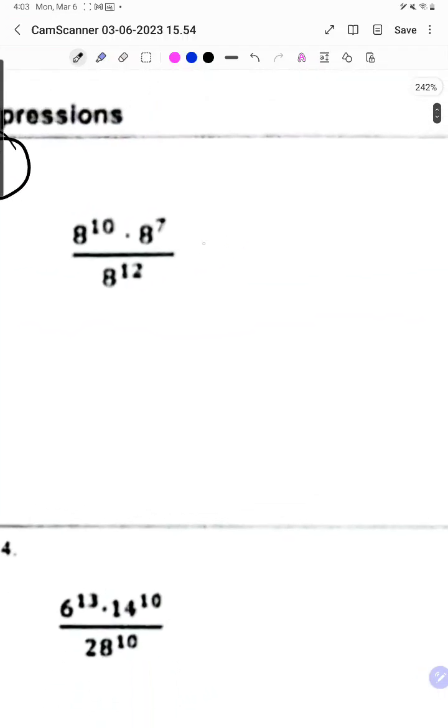Okay, so we have 8 to the 10th times 8 to the 7th. And the first thing we're going to do is add those exponents together. So we should get 8 to the 17th divided by 8 to the 12th. And when we are dividing two things that have the same base, we subtract their exponents. So we should ultimately get 8 to the 5th.